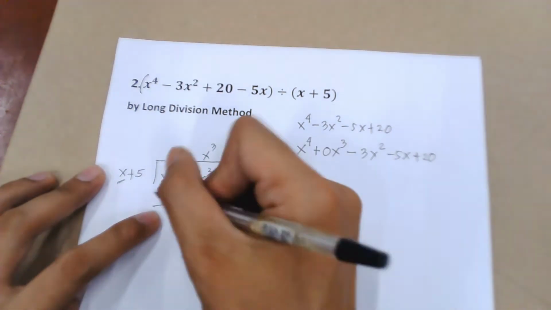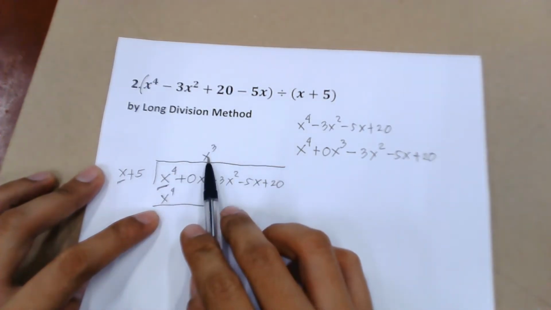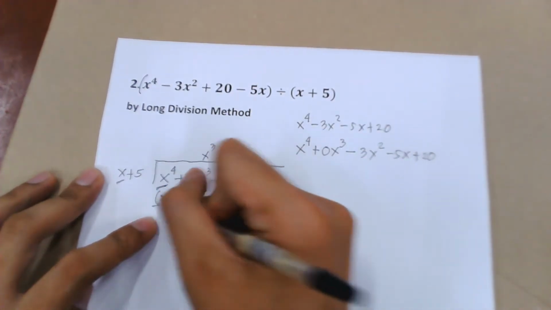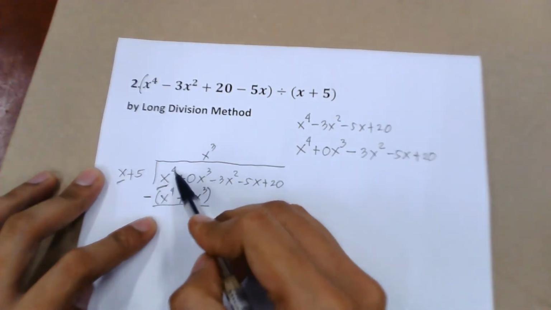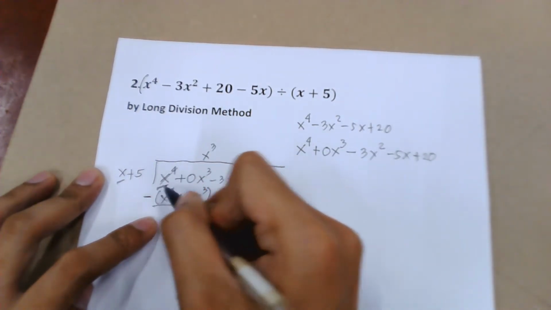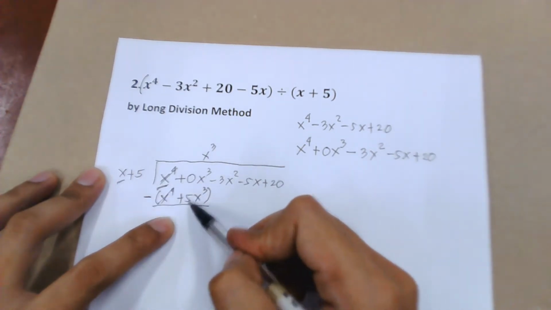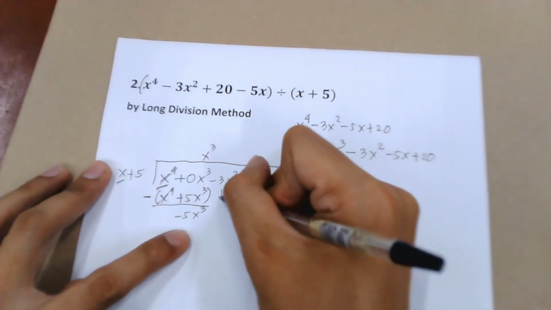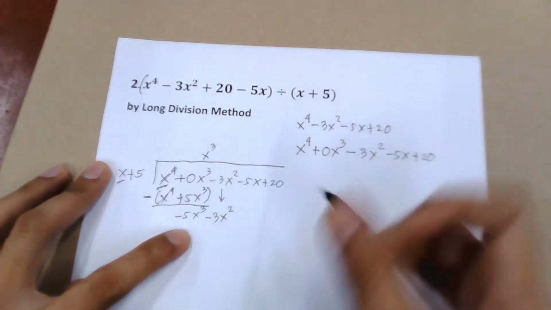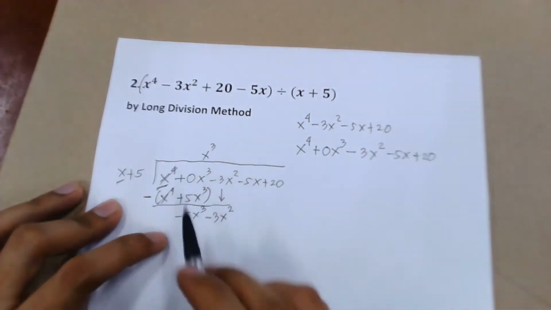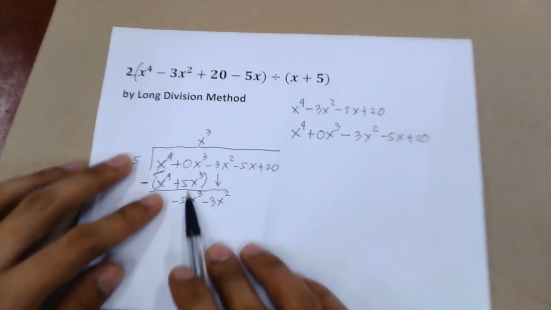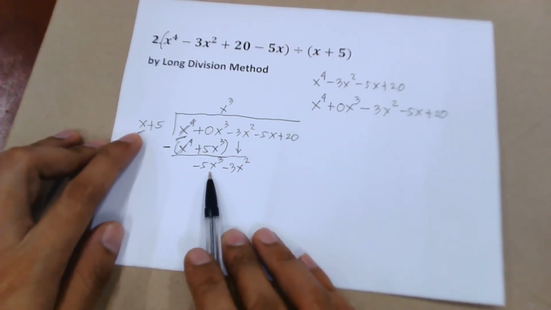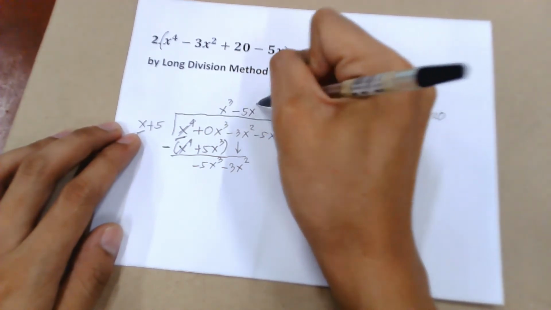X cubed times x, that is x to the power 4. X cubed times 5, that is 5x cubed. Then, subtract. X to the power 4 minus x to the power 4, that is 0, so cancel. 0 minus positive 5x cubed, that is negative 5x cubed. Bring down negative 3x squared. Same process, divide negative 5x cubed by x. So negative 5x cubed divided by x, that is negative 5x squared.